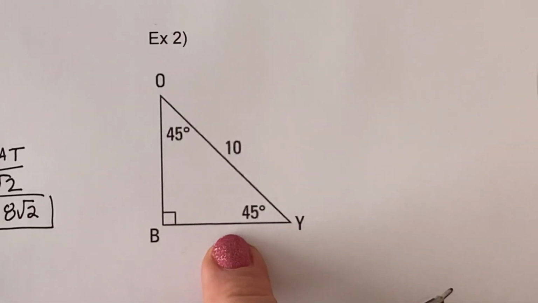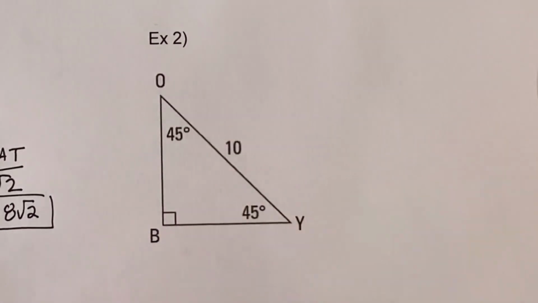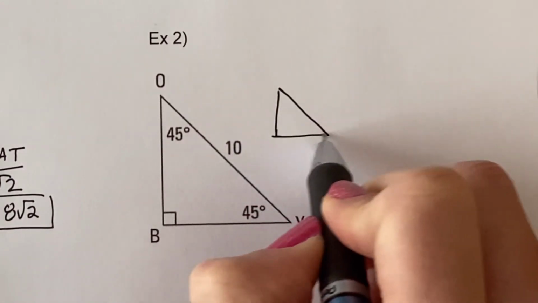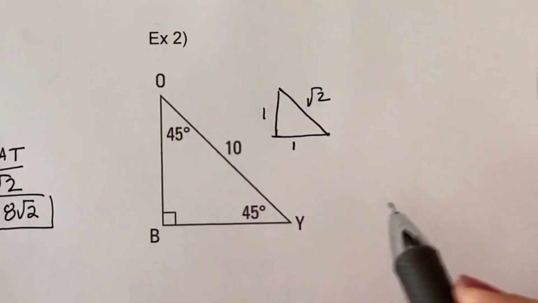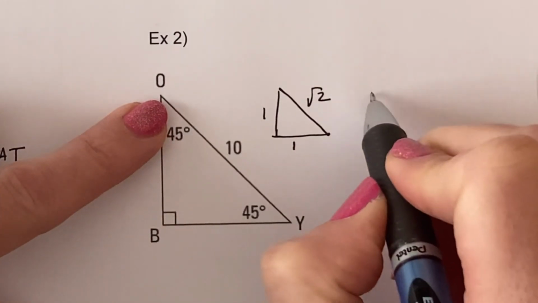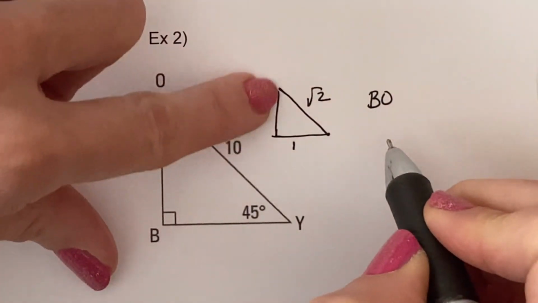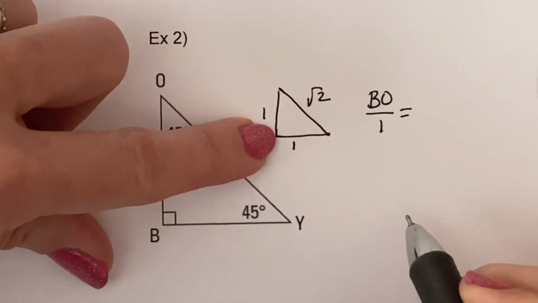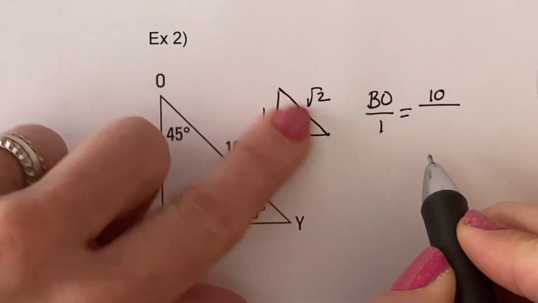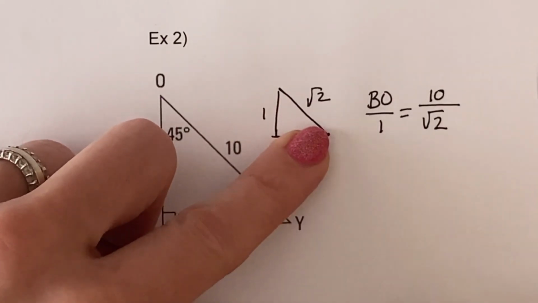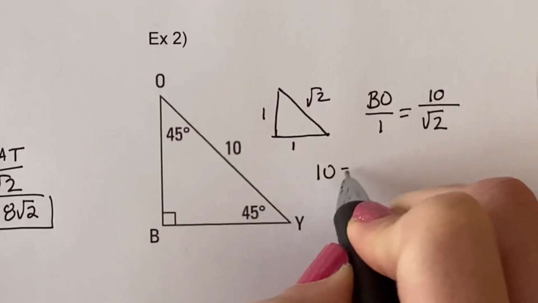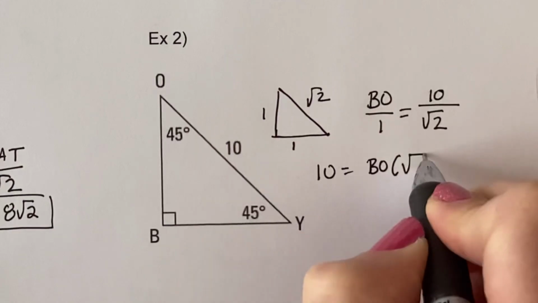Example 2, this one's usually more interesting if we're given the hypotenuse going down to a leg. You're like, ooh, how do I do that? Set up a ratio. 1, 1, square root of 2. And I'm going to say BO over side, this one, which is 1, is going to have the same ratio as the hypotenuse, which has a length of 10, over the hypotenuse, which has a length of square root of 2. And cross multiply. 10 times 1 is 10, and BO times the square root of 2.